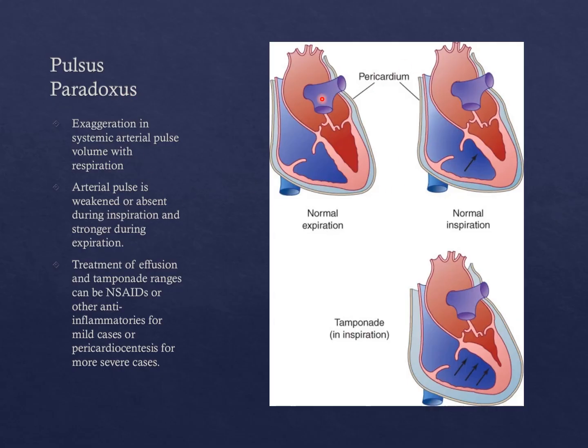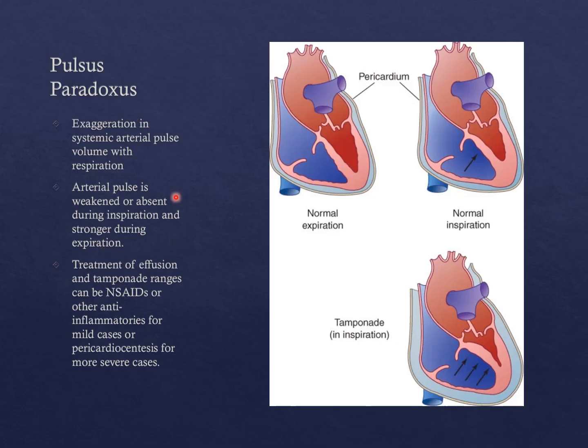So you can kind of see on the picture, the top is what we see in normal expiration and inspiration. So during inspiration, the pericardium is a normal size. So expiration and inspiration here lead to that ease of right ventricular filling. Okay. In tamponade during inspiration, the arterial pulse becomes weakened or absent, and then even stronger during expiration.